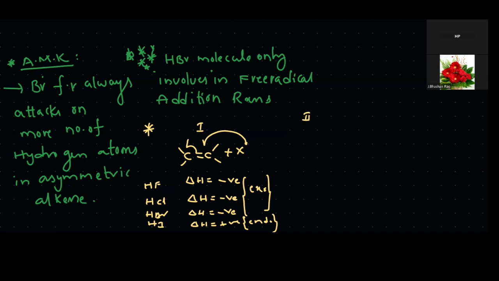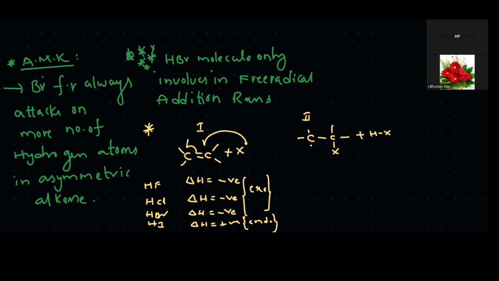After the attack of X, this group converts into this. Here the free radical is on this carbon, which is attached to X. This is the free radical form. Further, it reacts with the HX molecule. Then what happens here? The delta H values for HF, HCl, HBr and HI. We will discuss these cases now.